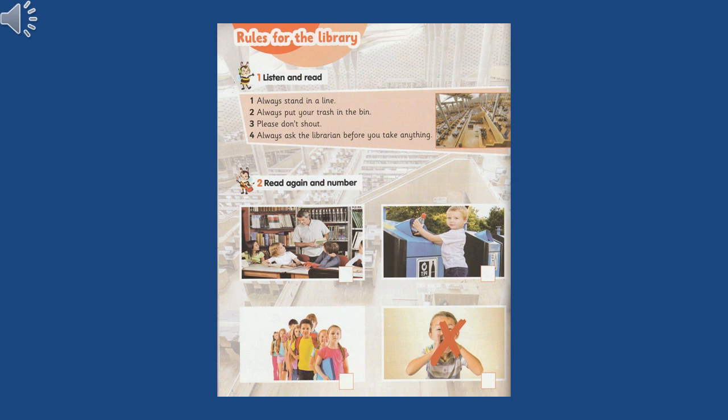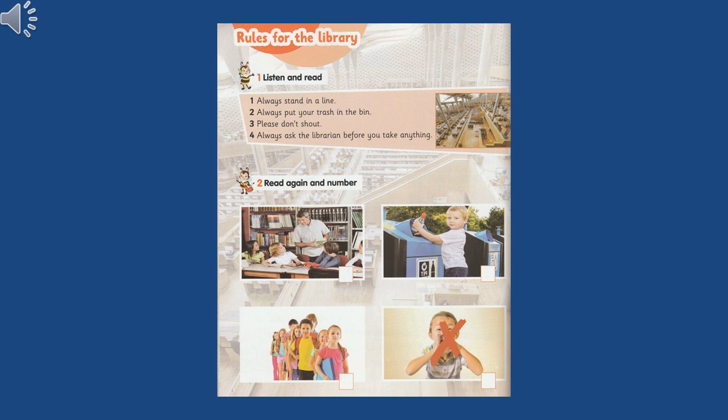Excellent. Write number 4. The picture beside it, what can you see? Yes, a boy who's throwing the trash in a bin. Excellent. So, what is this rule? Check the rules and say it. Well done. Always put your trash in the bin. So, we will write number 2. Excellent. So, write number 2 in this picture.